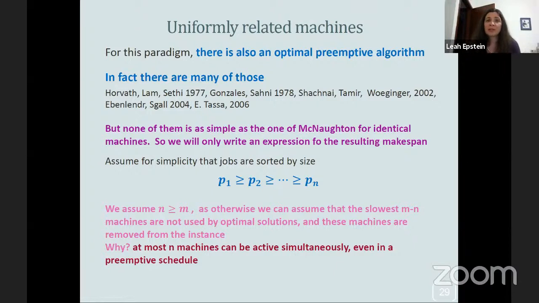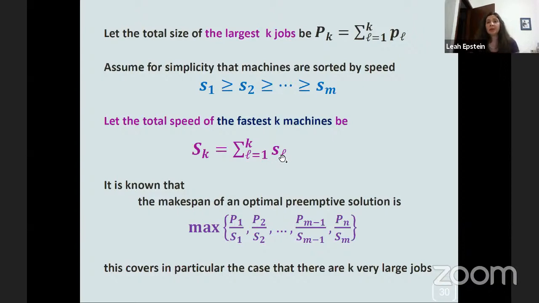So we assume here that the jobs are sorted by non-increasing size. And also, we assume that the number of jobs is at least the number of machines, because if we have more machines than jobs, we can just remove the slowest ones and we don't need to use them. This is because we cannot run parts of jobs in parallel. So we have the jobs sorted from largest to smallest, and similarly, here on slide 30, we also sort the speeds from largest to smallest.